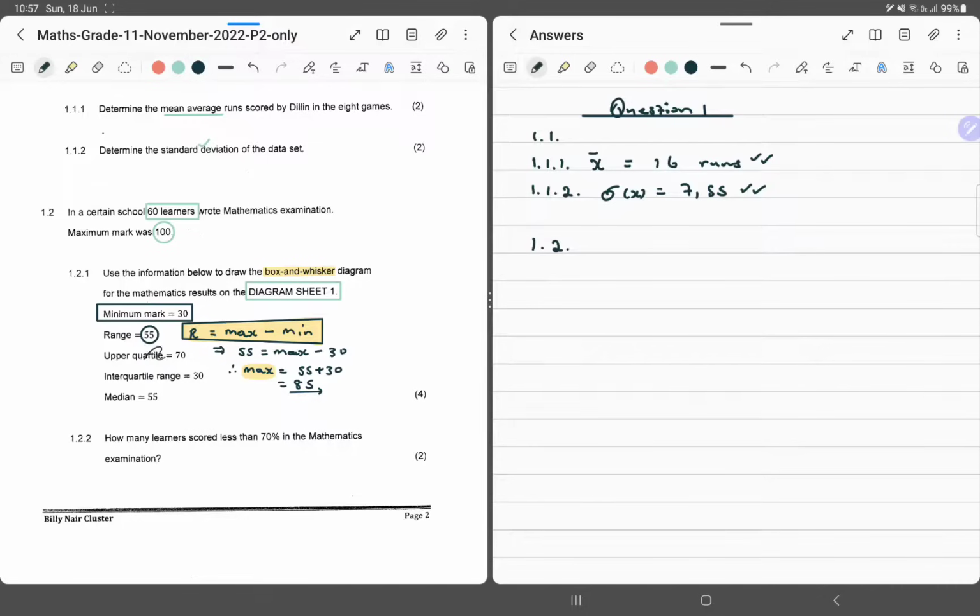Then we're told here the upper quartile. The upper quartile is basically Q3.